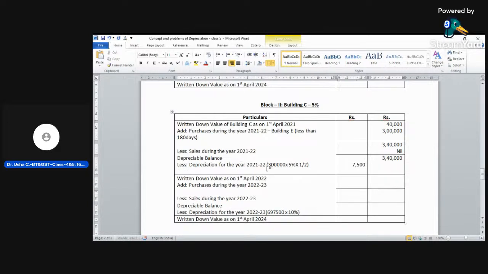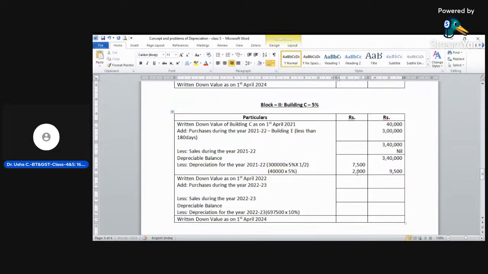When the asset is put to use for less than 180 days, half of the depreciation is charged. But the WDV of the asset was 40,000, the remaining amount: 3 lakh minus 40,000 is 3,40,000. For 40,000, we have to charge full rate of depreciation at 5%, which is 2,000. Take the total. What is the total? 9,500. 9,500 is the depreciation which we need to charge on the asset.